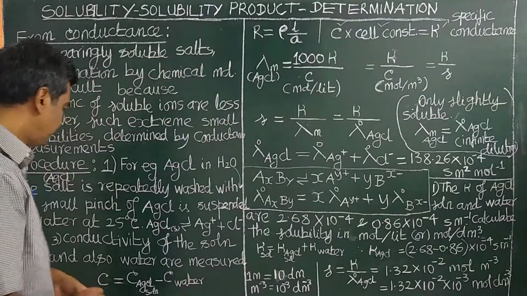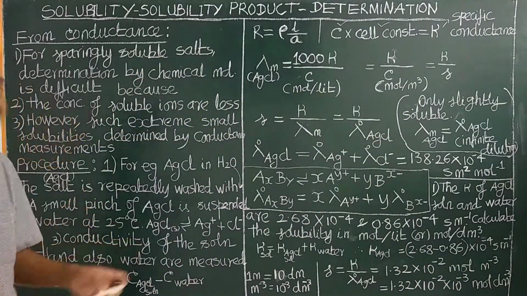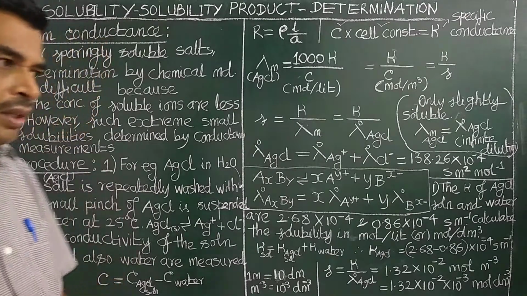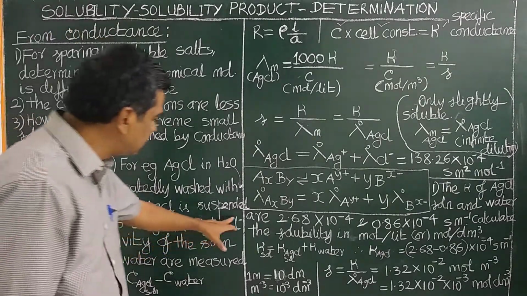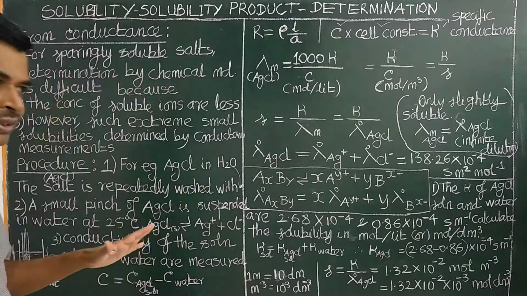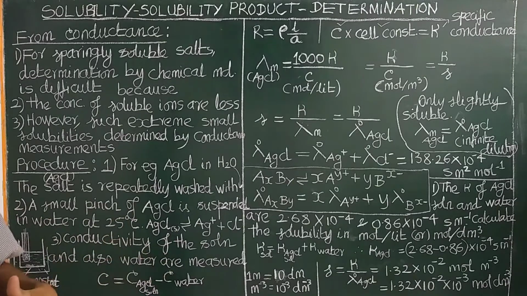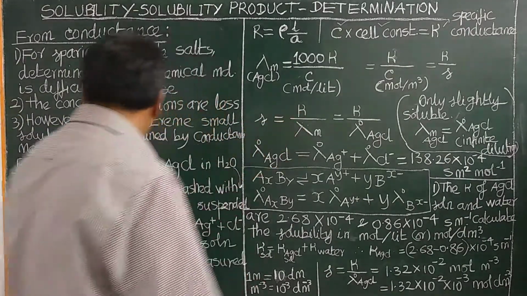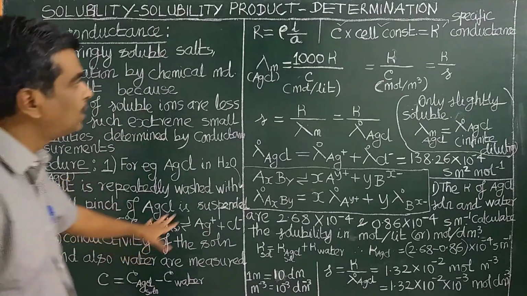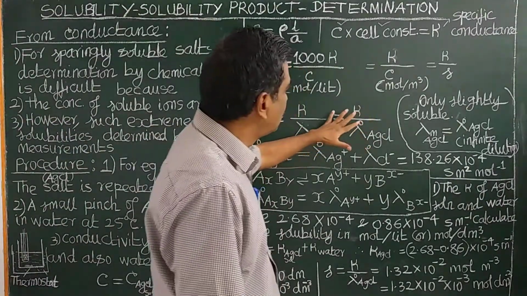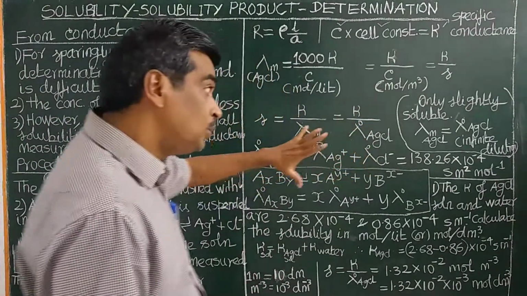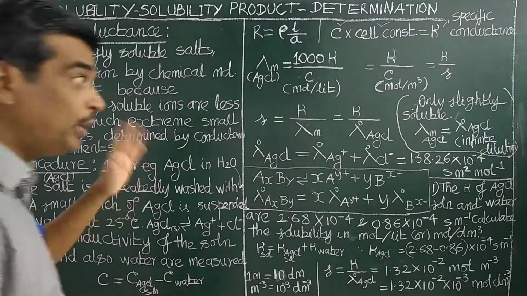So, for a sparingly soluble salt, the concentrations of Ag plus and Cl minus ions are very, very low. Therefore, chemical methods cannot be used. Only conductance methods can be used very readily. So please note what the steps involved are, what formula is to be used, and be mindful of units.